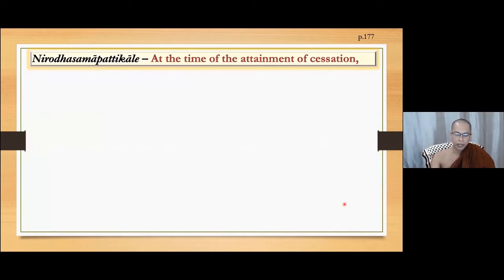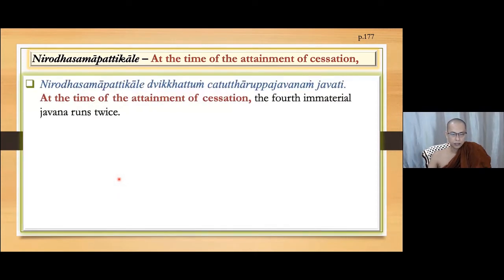Okay, let's continue with the second part of our study here, the Nirodha Samapatti Vithi. Regarding the attainment of cessation, firstly we need to study the text. The text regarding Nirodha Samapatti is described in chapter 4 and in chapter 9. In chapter 4 it is mentioned: Nirodha Samapattikale, then dvikkhattum catuttharuppa javana javati. The fourth immaterial javana runs twice. Dvikkhattum refers to twice.